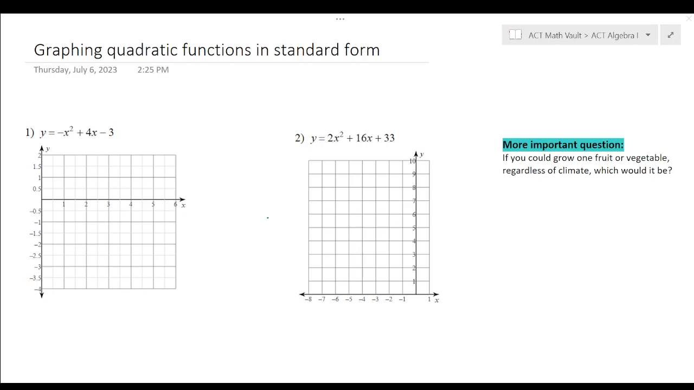And to make sure we don't take ourselves too seriously, let's think about the fun question. If you could grow one fruit or vegetable regardless of climate, which would it be?